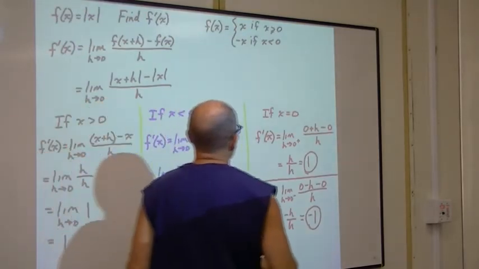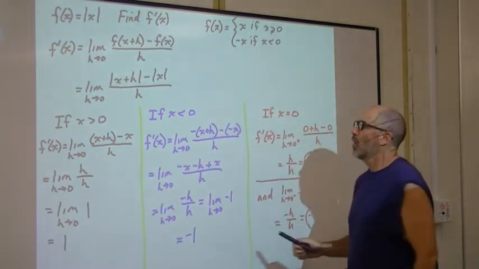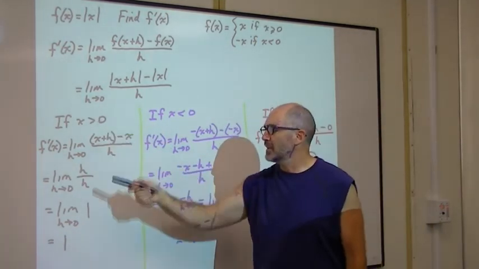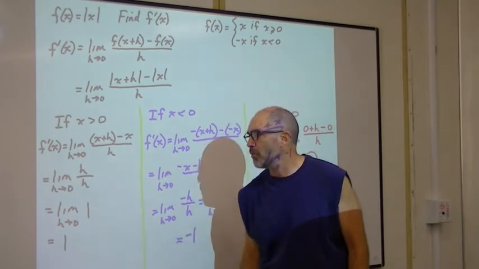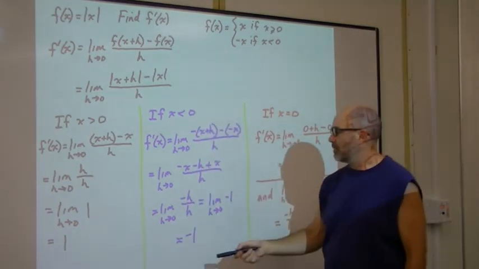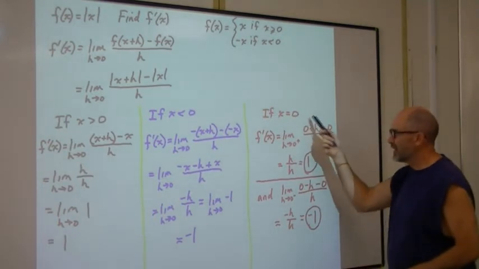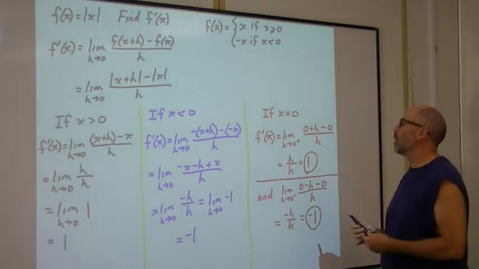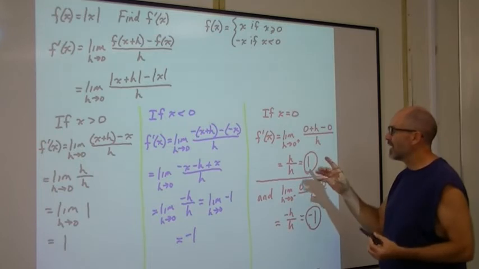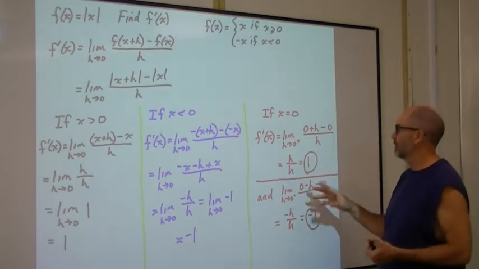Okay. So, we said when x is positive, absolute value has a slope of 1. When x is negative, absolute value has a slope of negative 1. When x equals 0, what's going to happen? Well, we need to check out our left-hand limit and our right-hand limit.